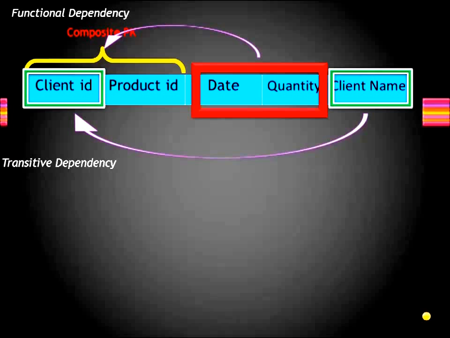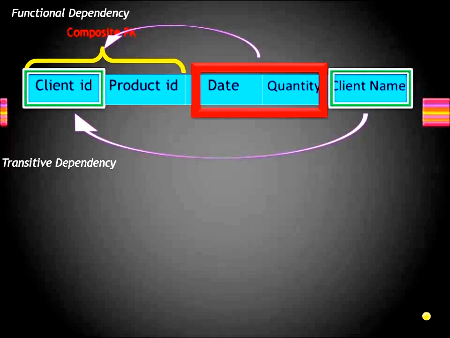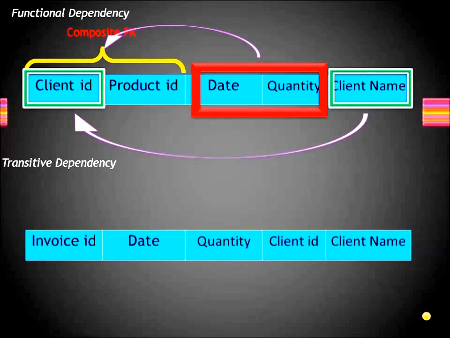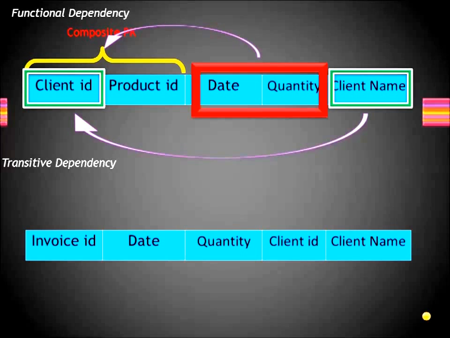Next term that we are going to define here is transitive dependency. Basically, transitive dependency happens when there are some columns in the table that are related to a different column other than primary key. Let's look at an example here. So here is the invoice table again. It has invoice ID, date, quantity, client ID, and client name. So in this case, there is no composite primary key because invoice ID is unique per invoice.